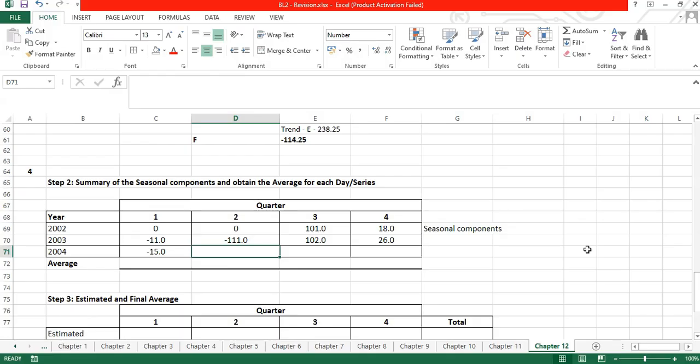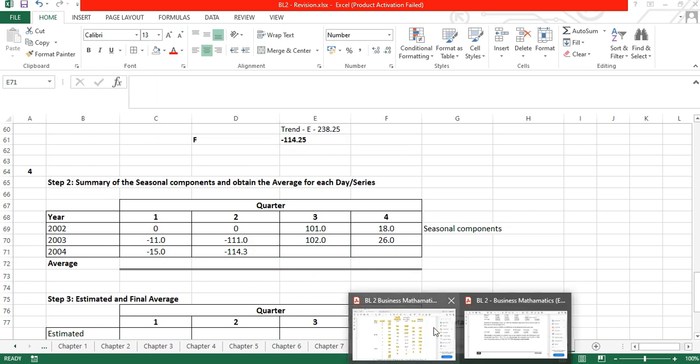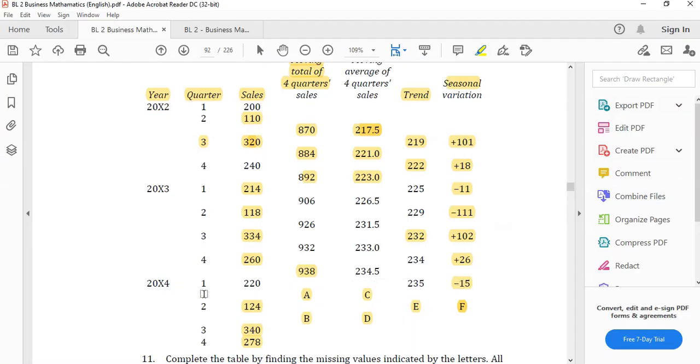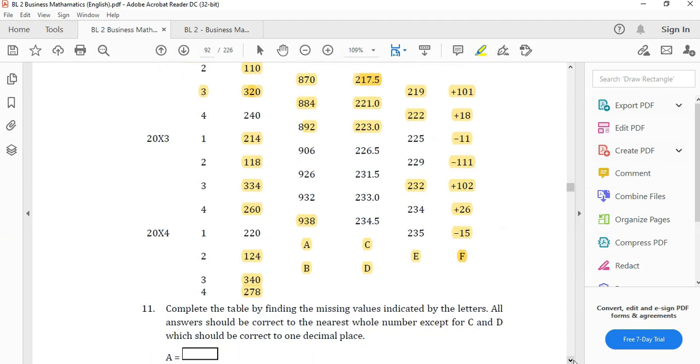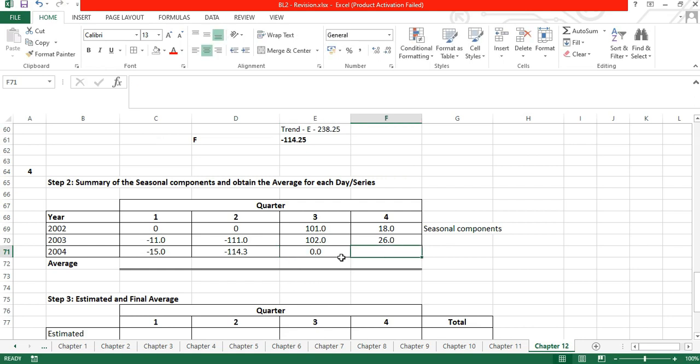What is the value of F? We previously found minus 114.25. And what is the quarter 3 seasonal variation? Well, they haven't given enough data for us to calculate it. So, we leave it as 0. Quarter 4 also 0.